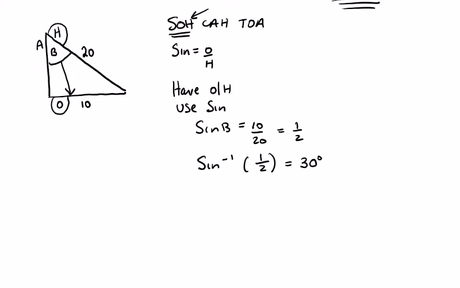The sine of 30 is equal to a half. The cos of 60 is equal to a half, or the sine of 60 is equal to root 3 over 2. And the cos of 30 is equal to root 3 over 2. So this is a really common one that you're going to see a lot.